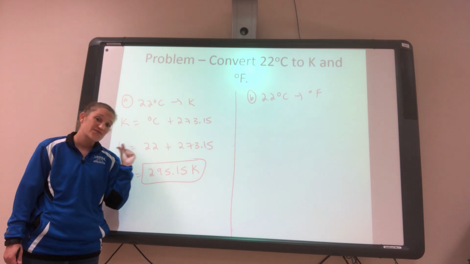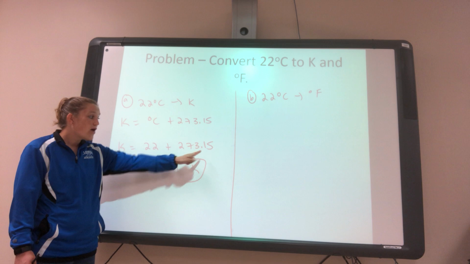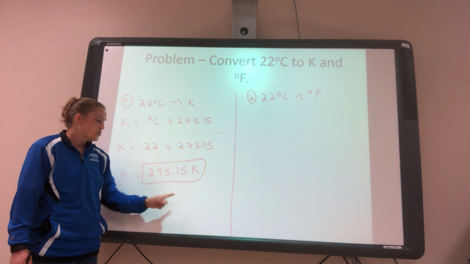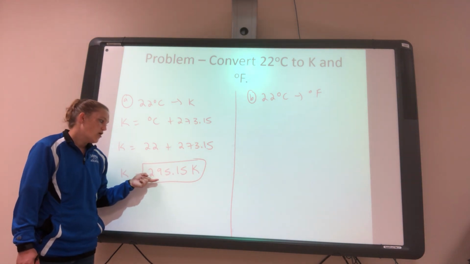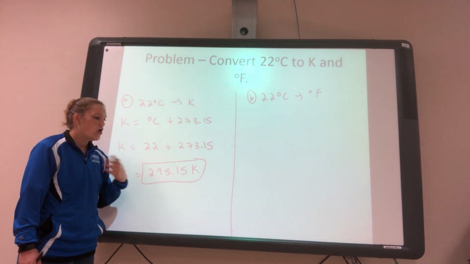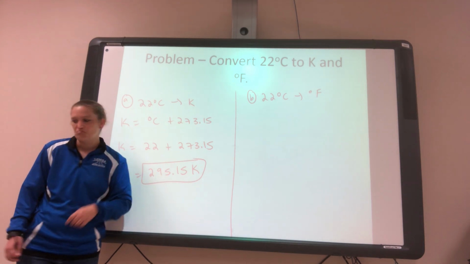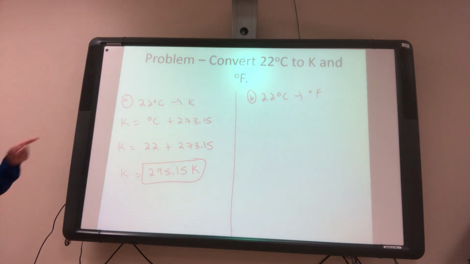When we talk about really, really small things, these little decimal places can make a difference. That's why they're there in our formula. So don't write 295. Write 295.15. Leave 2 decimal places. On your homework and your tests and quizzes, I'll ask you how many decimal places to put. All right, so let's do the next one.